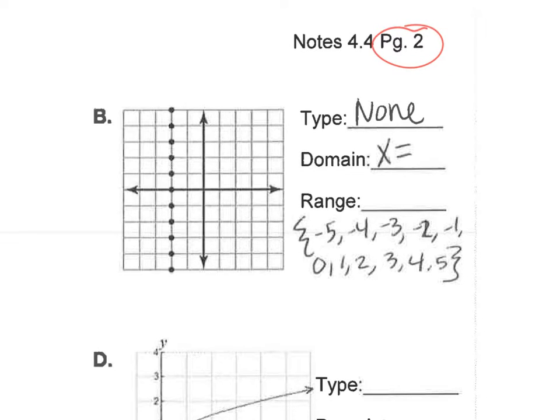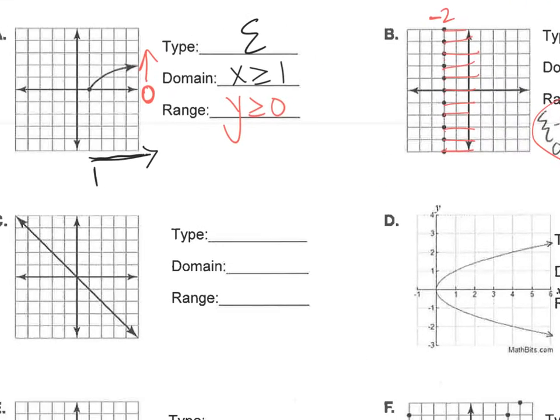So, domain, my x values are over here at -2. And if you notice, all of these dots have the same exact x value. So, our domain is x equals -2. And that's the only x value for the domain that we have. Then the range has been listed here because you need to list all these y values. -4, -3, -2, -1, 0, 1, 2, 3, 4, and 5. So we listed those for you for the sake of time.